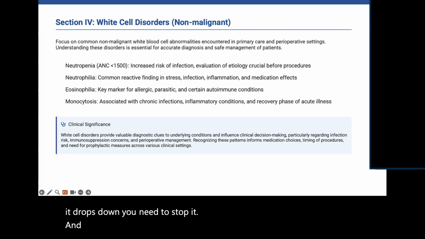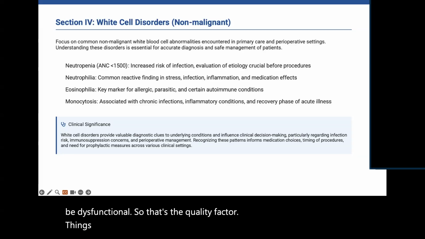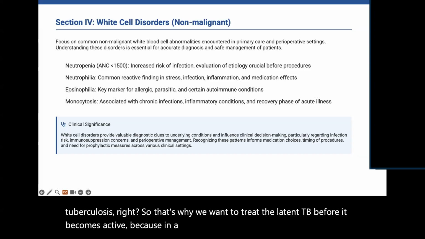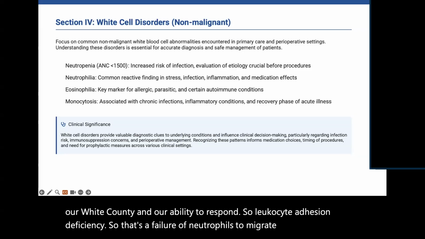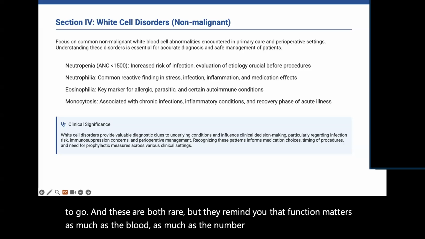And then white blood cells can be normal in number, but they can also still be dysfunctional. So that's the quality factor. Things like what? Chronic granulomatous disease, like tuberculosis, right? So that's why we want to treat the latent TB before it becomes active, because in a chronic granulomatous disease, we may mute our white count and our ability to respond. So leukocyte adhesion deficiency, that's a failure of neutrophils to migrate to where they need to go. And these are both rare, but they remind you that function matters as much as the number of cells.